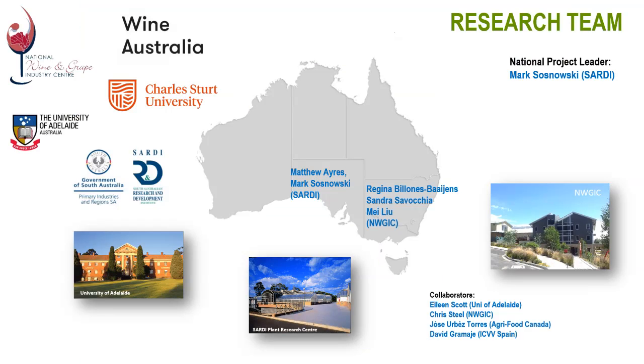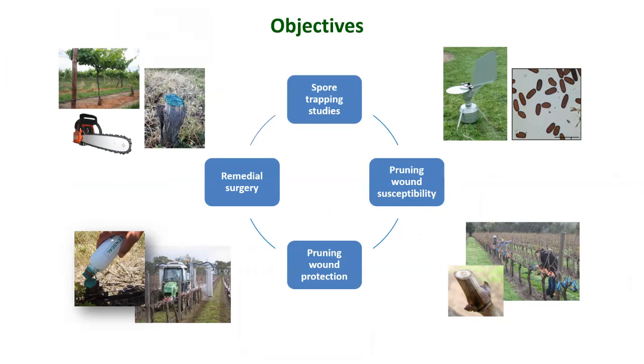So since these two diseases are considered a threat to the sustainability of Australian vineyards, Wine Australia basically funded this research looking at management of these trunk diseases in Australian vineyards. And this project is a formal collaboration between SARDI and the National Wine and Grape Industry Centre at Charles Sturt University, as well as in collaboration with University of Adelaide. And Mark Sosnowski is our project leader, while Sandra Savocchia is my project supervisor here at NWGIC.